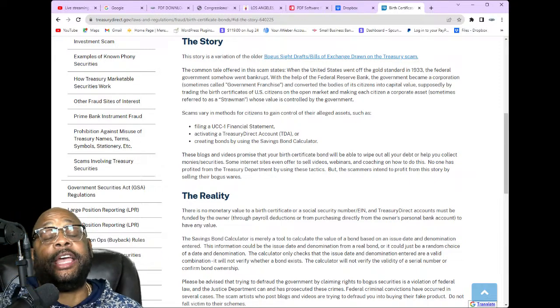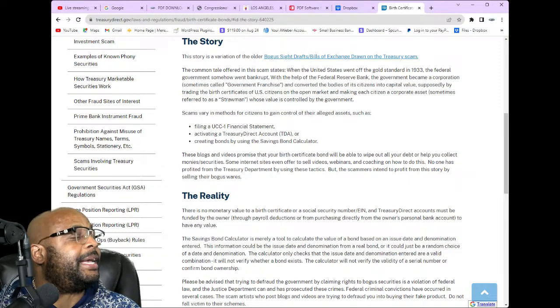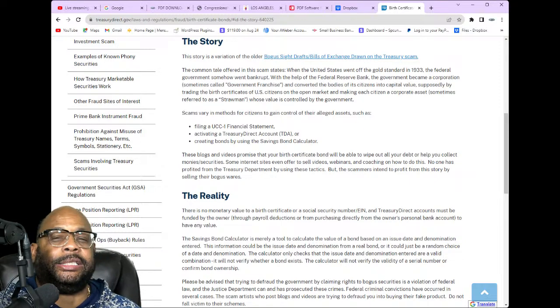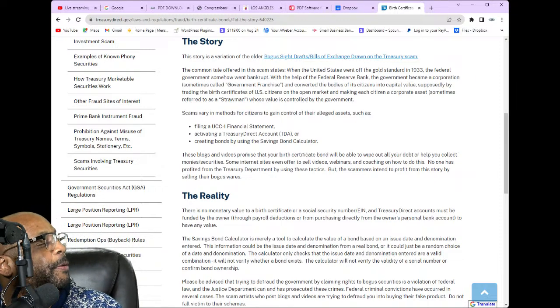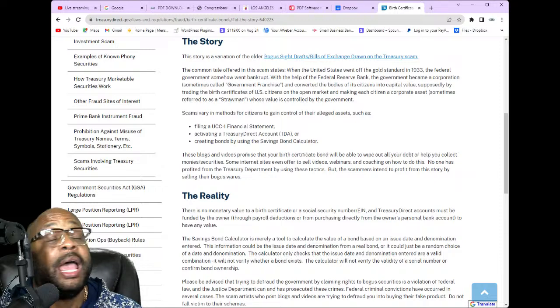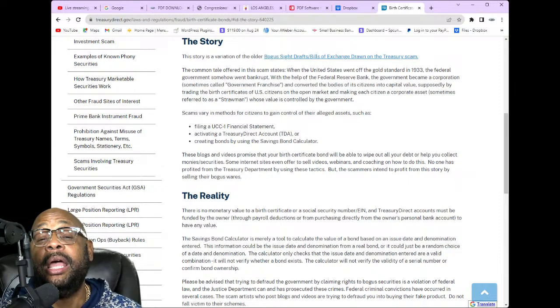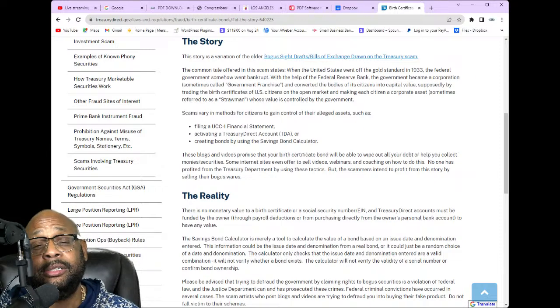Notice that this is called obfuscation, all right, because they're kind of trying to make you sound crazy. This is one of those lunatic things. So, and converted the bodies of his citizens into capital value, supposedly by trading the birth certificate, supposedly. You don't have any evidence of that, and they are absolutely right. That's why I don't engage in speculation. You don't work for the federal government, so you don't know what the fuck is going on behind the scenes.